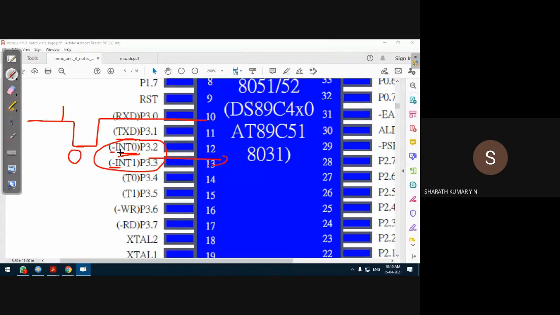So these 2 are external interrupts. These 2 lines, P3.2 and P3.3, can be used as external hardware interrupts. More on this we'll discuss later, because it is a separate topic anyway.